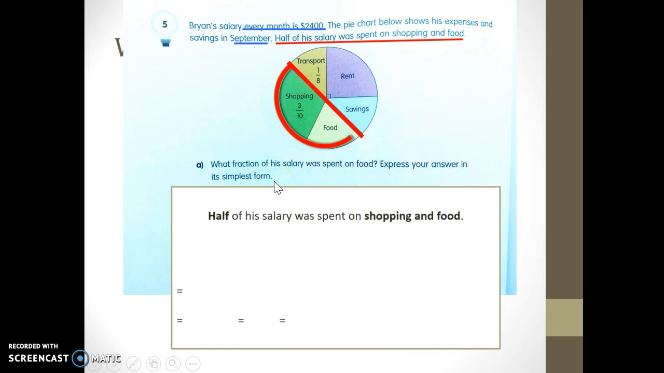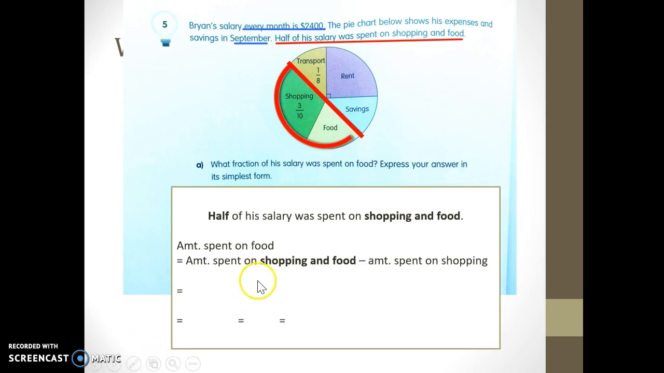Simple enough. Well, since half of his salary was spent on shopping and food, right? So this is the amount he spent on food. To find this amount, we use the total spent on shopping and food, subtract away the amount spent on shopping. The fraction is just this, half, subtract away 3/10. Change to the equivalent fraction, get an answer, and oh, it's not the simplest form yet, right? So let's change it to the simplest form.